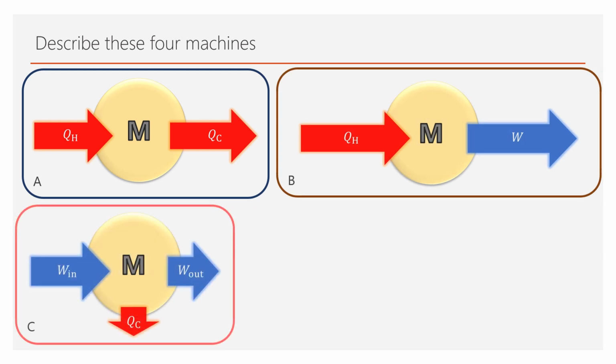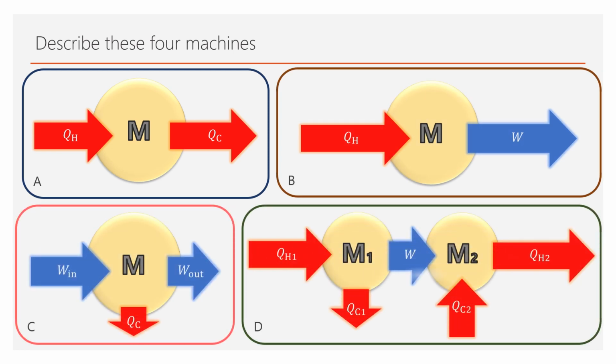Using what you have learned so far, describe these four machines. Are they realistic machines? Are they ideal? If they are realistic, describe what they do. And if the machine is real, develop a metric of goodness to describe it. Note that the machine in D is really a composite of two machines, M1 and M2, connected through a transfer of work. For the answers, see the appendix.